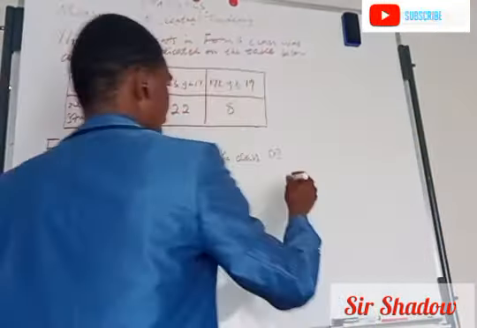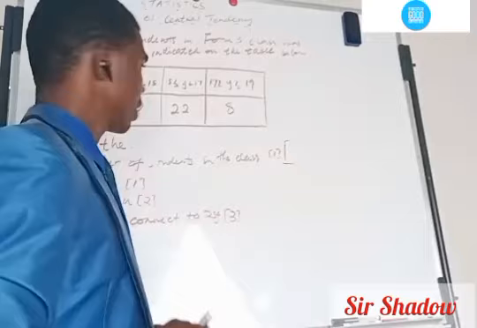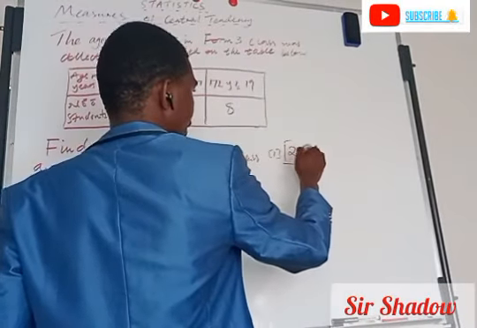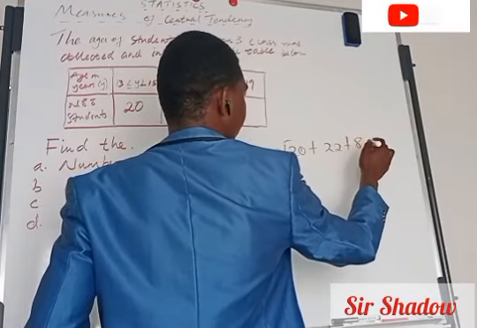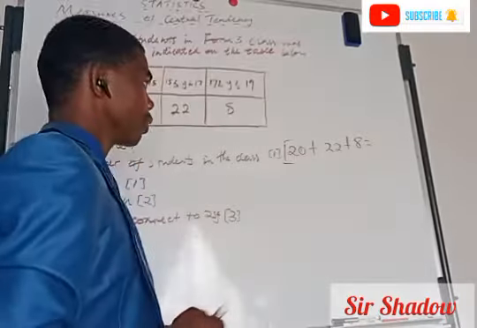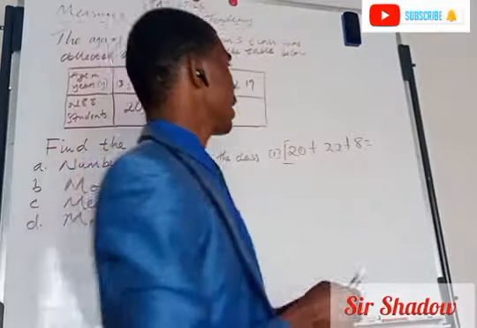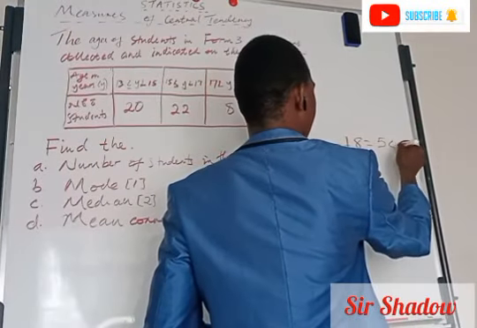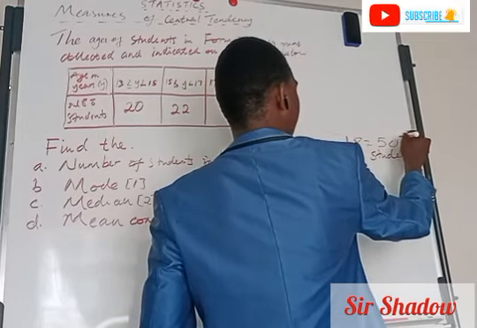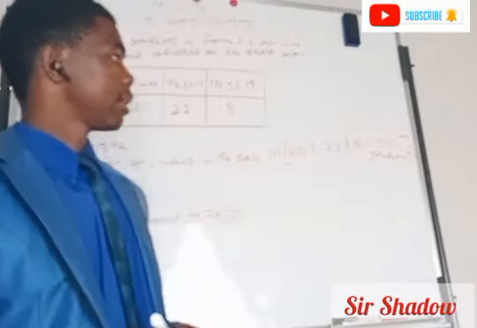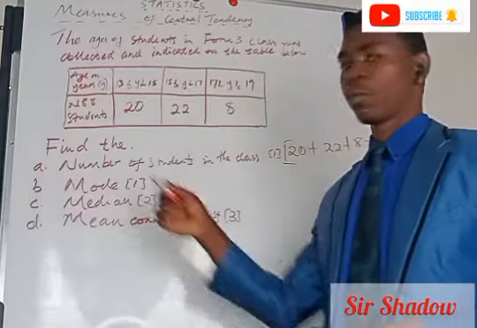We have to add all the numbers of students in the class. We have 20 plus 22 plus 8. This is equal to, remember, 20 plus 22 is 42, then 42 plus 8 is 50, which means that the class has 50 students.